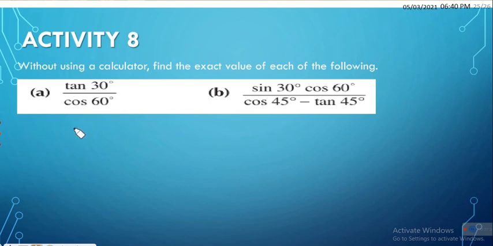So let's consider examples of application of these ratios. Without using a calculator, find the exact value of each of the following. All you need to do is draw your small triangles so you can remember them. First one is 45 degree. This is 1, 1, root 2. The second one is 60, 30. This is 60. This is 30.